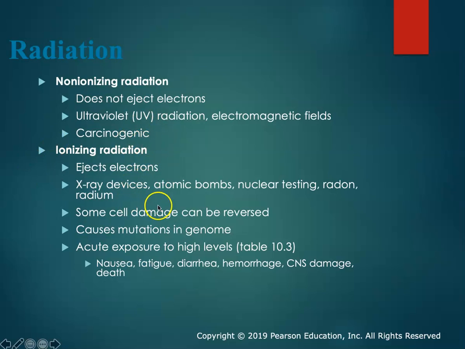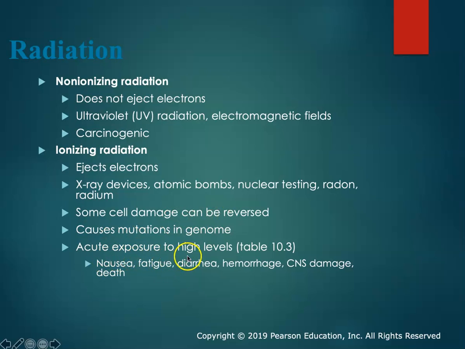Ionizing radiation, on the other hand, is a lot stronger. It ejects electrons. This is X-rays, atomic bombs, nuclear testing, radon, radium. These are all types of ionizing radiation. Now, some damage that's imposed by ionizing radiation can be reversed. But if it's going to cause mutations in the genome, that's not going to be reversible. So it depends on how much exposure has occurred.